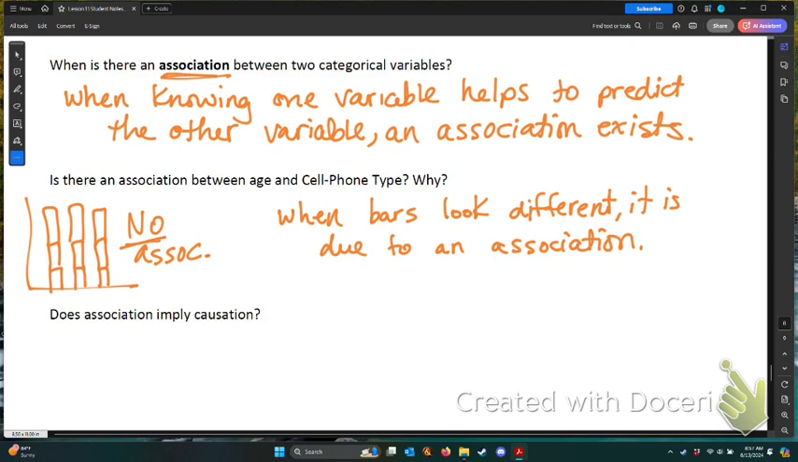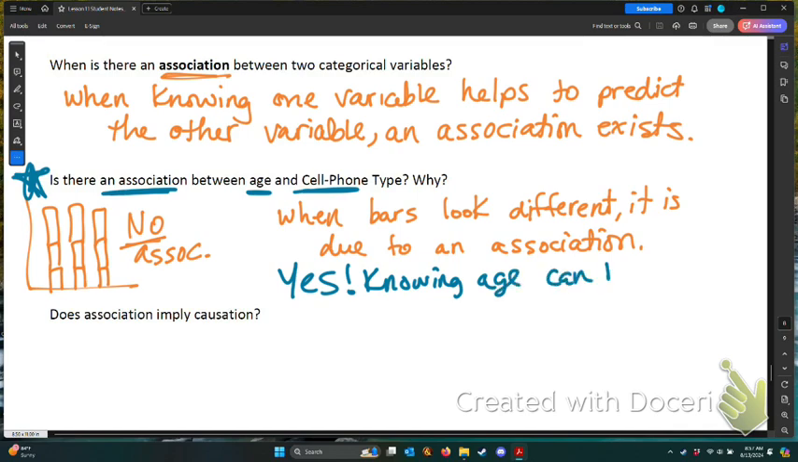When the bars look different, it is due to some sort of an association. There's some reason that they look different, and it's because one variable is affecting the other possibly. They're at least associated in some way. So, here's the question. Is there an association between age and cell phone type? Yes, there is. Knowing age can help predict cell phone type.